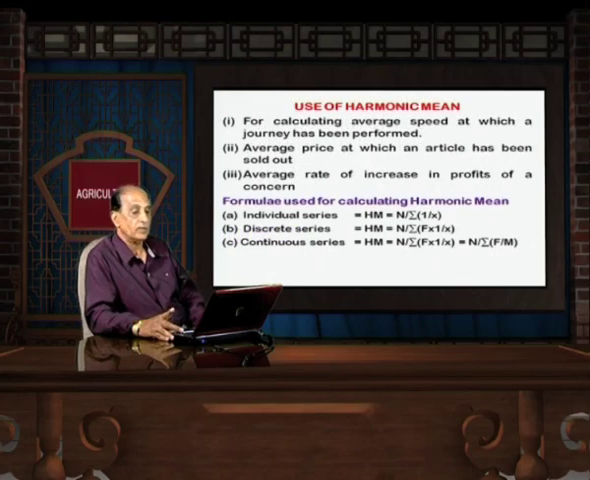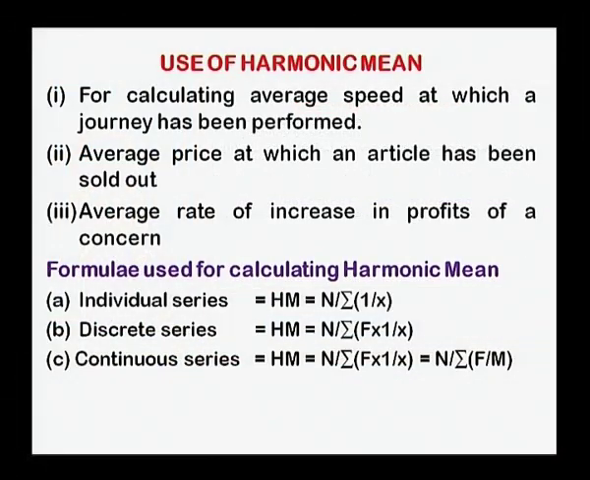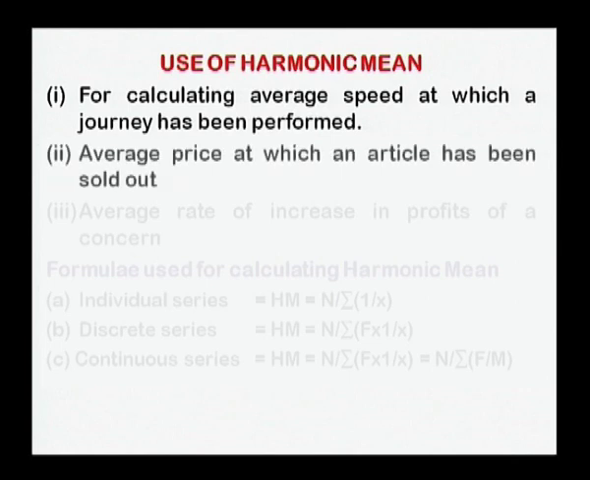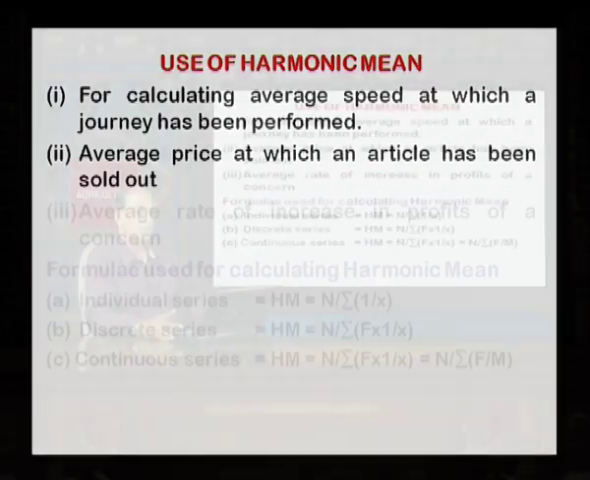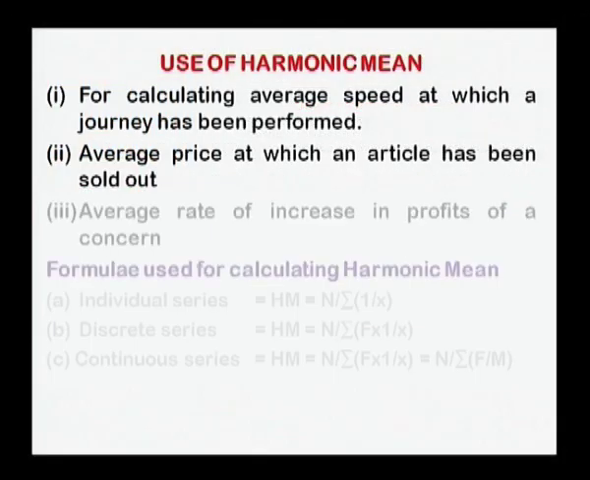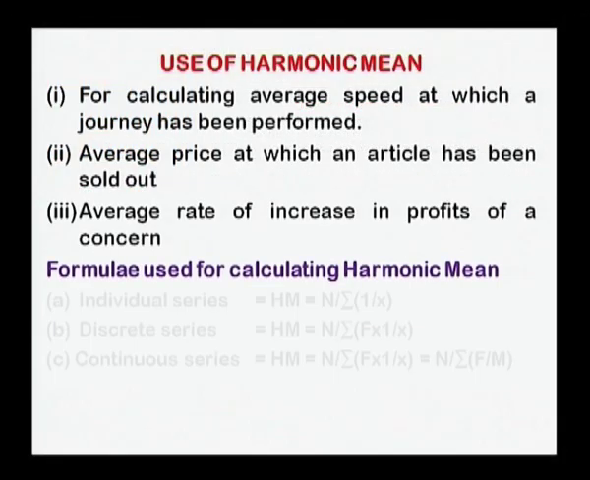Now, use of harmonic mean. What are the areas in which harmonic mean can be calculated? The first is for calculating average speed at which a journey has been performed. Harmonic mean is highly useful when we are required to calculate the average speed at which a journey has been performed. The second is average price at which an article has been sold. In this connection, the harmonic mean is highly useful for a businessman to find out the average price of the article which has been sold. And third is average rate of increase in profit of a concern. Again, this is very useful for a businessman.